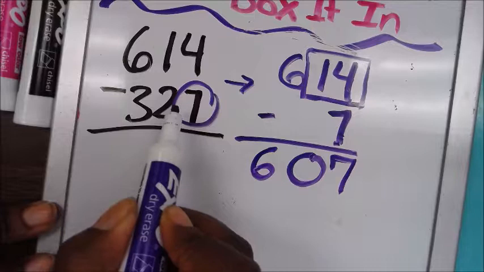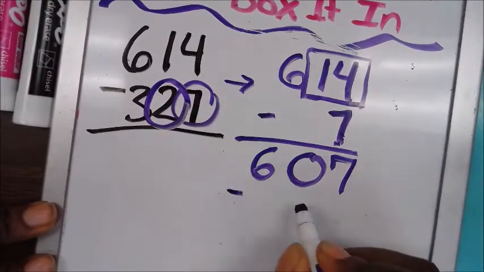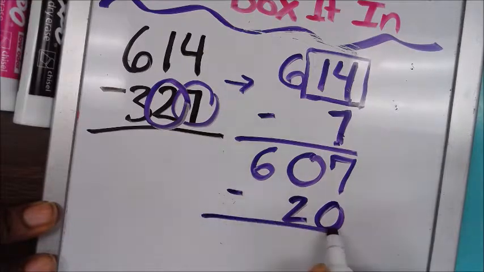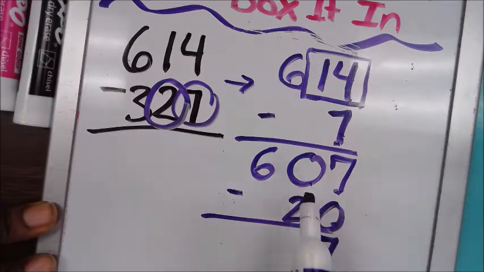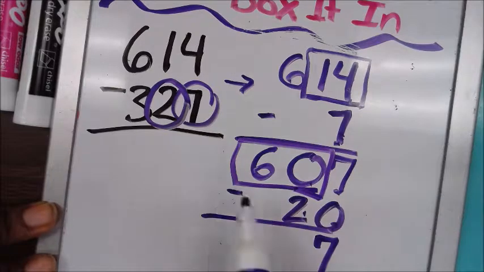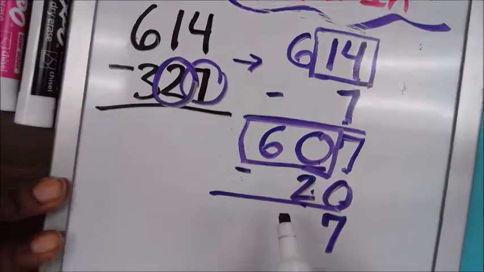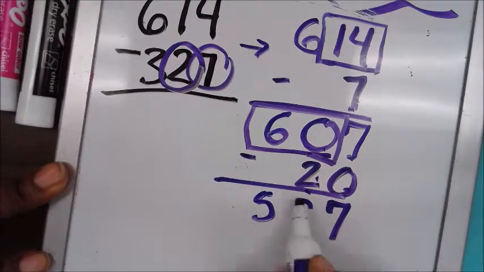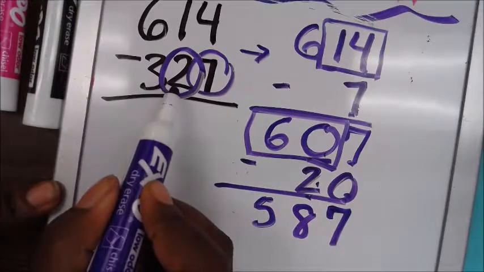Then I go to the tens place, and 2 tens has a value of 20. So now I subtract 20. 7 minus 0 is 7. But 0 minus 2 isn't enough, so we box in the next place. That turns that 0 into 60. And 60 minus 2 is 58. Awesome.